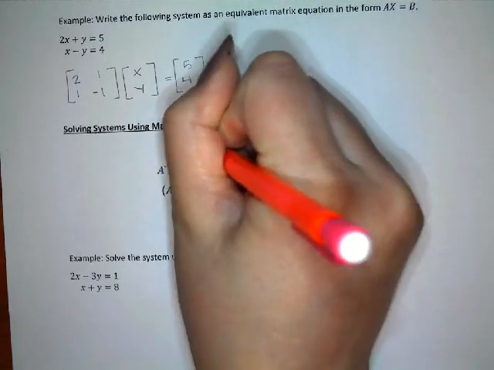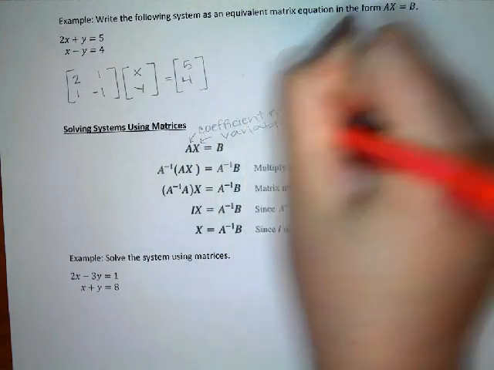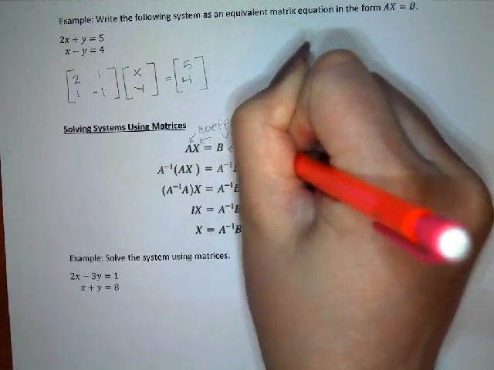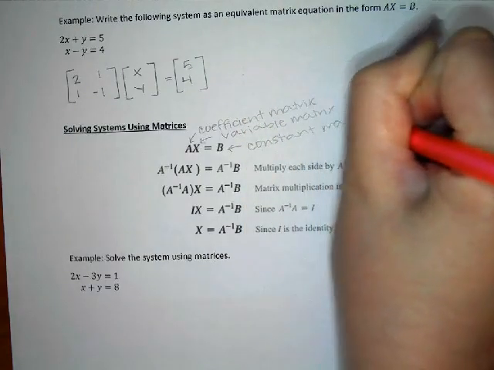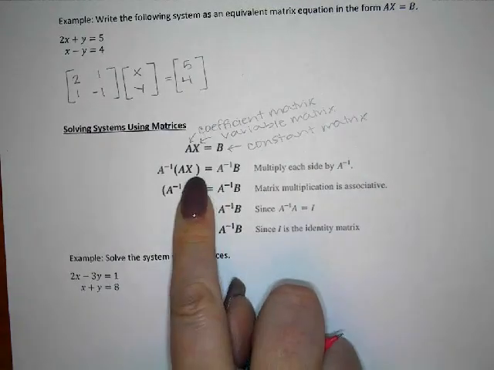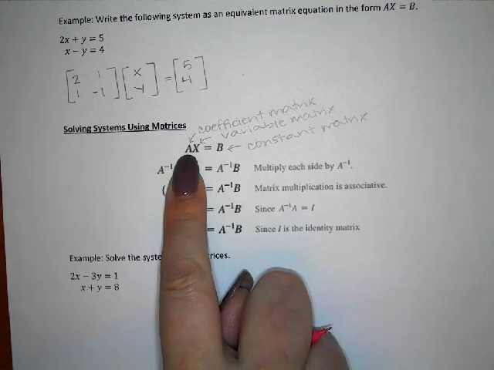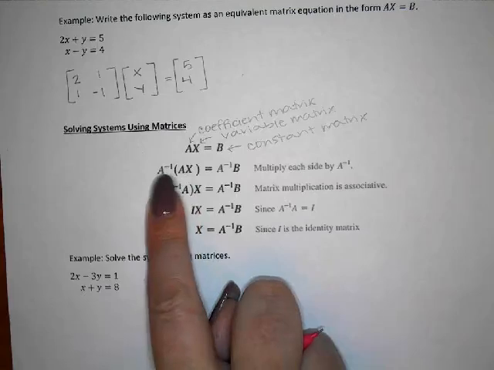The x's are the variable matrix, and then B is the constant matrix. Okay, so what they have us do first is we want to get our variable alone, so we need to get rid of A. To get rid of A, you have to do the opposite of A, or the inverse of A, which is what we had learned how to do in the section 9.4 notes. So we're going to take the inverse of A, and we're going to multiply by the inverse.